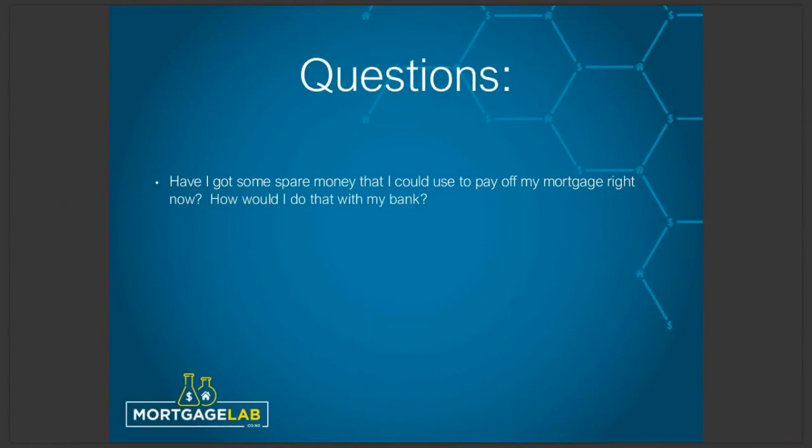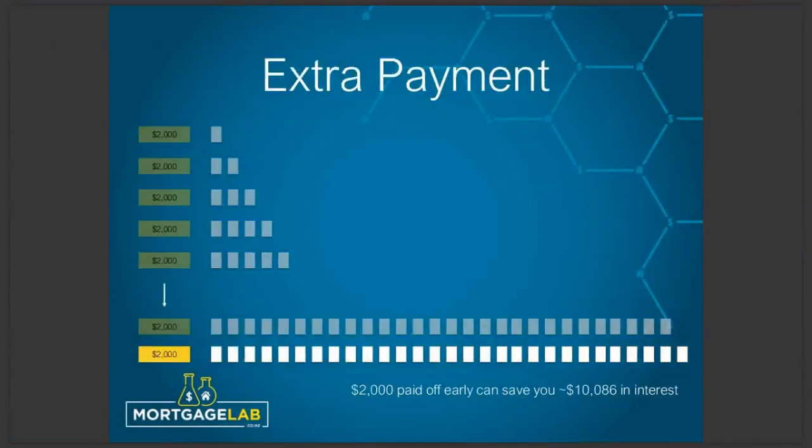And finally, have you got any spare money that you could use to pay off your mortgage right now? Thinking back to this slide here, do you have $2,000 sitting around somewhere, maybe in your garage, maybe as a bonus coming up, that you could use to pay off your mortgage and save yourself 5 times that amount over the life of your mortgage?